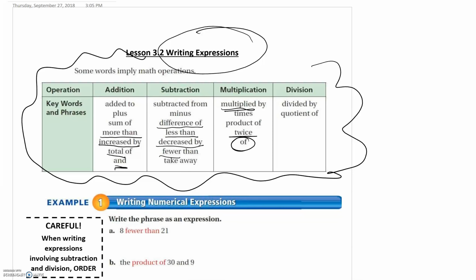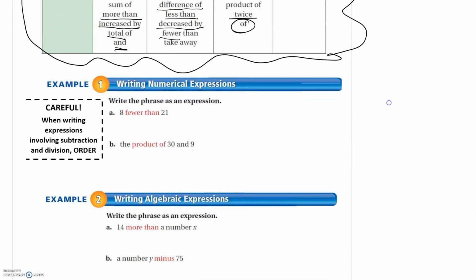So let's look at a few examples of how we would write these numerical expressions. I have this little hint over here that says be careful when writing expressions involving subtraction or division. Order matters. It's very important. If you are using either division or subtraction, the order does matter. So you have to pay attention to that.